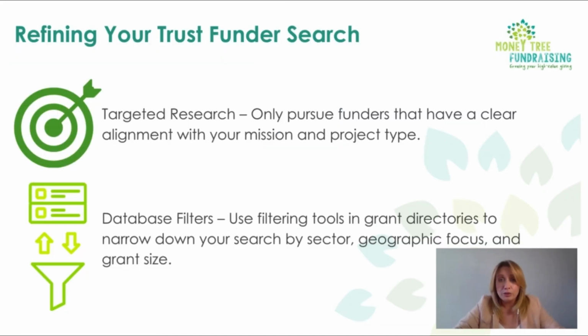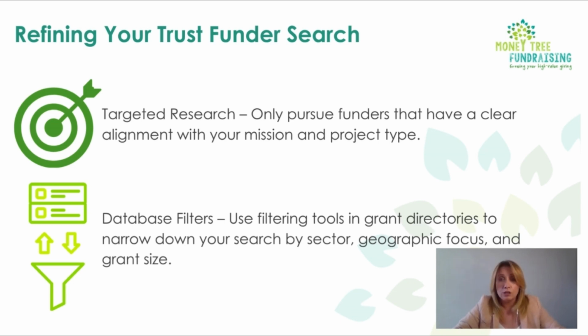Now that you know where to look, it's time to refine your search. The number of trusts out there can be really overwhelming, so rather than spreading yourself too thin, focus on trusts that directly align with your mission and the project you're seeking funding for. To do this, utilise filters in databases like Funds Online to search for funders by geographical region, grant size, or area of interest. This will ensure you're focusing your efforts where they'll have the most impact.